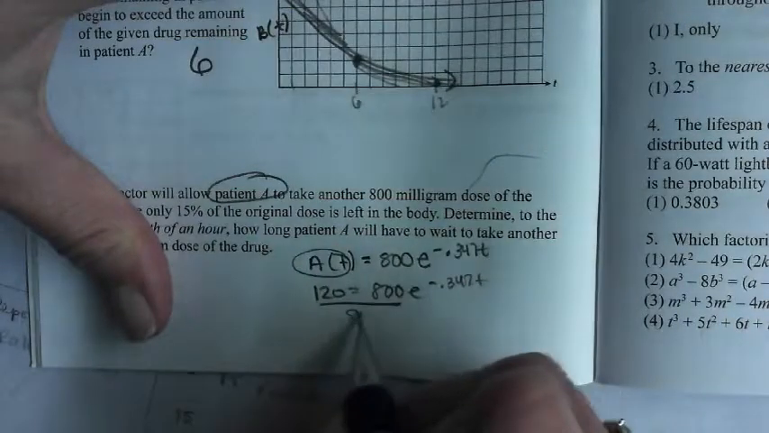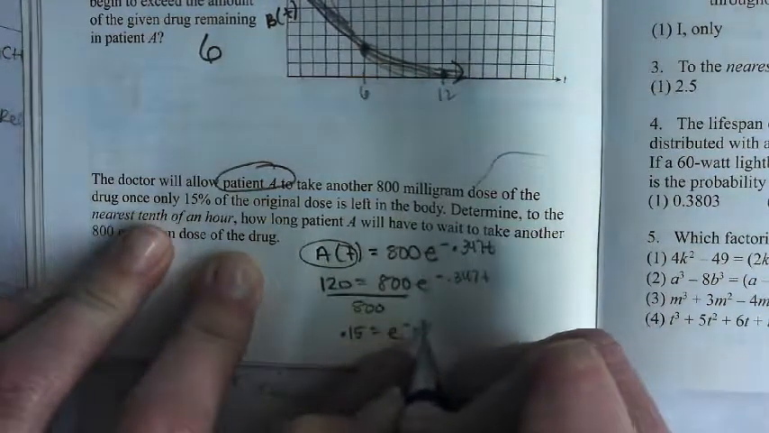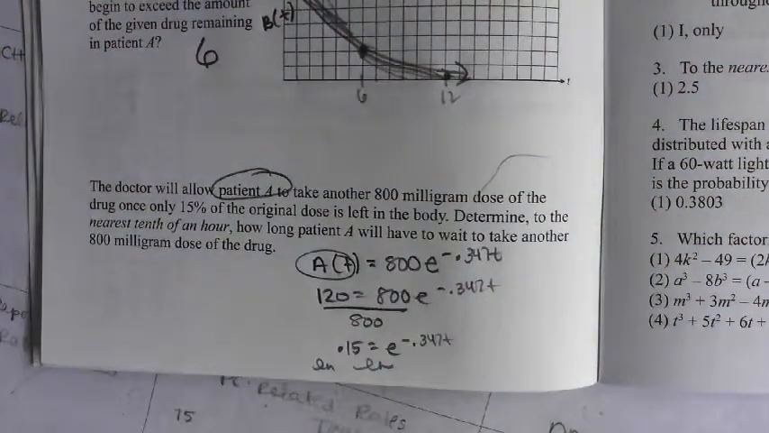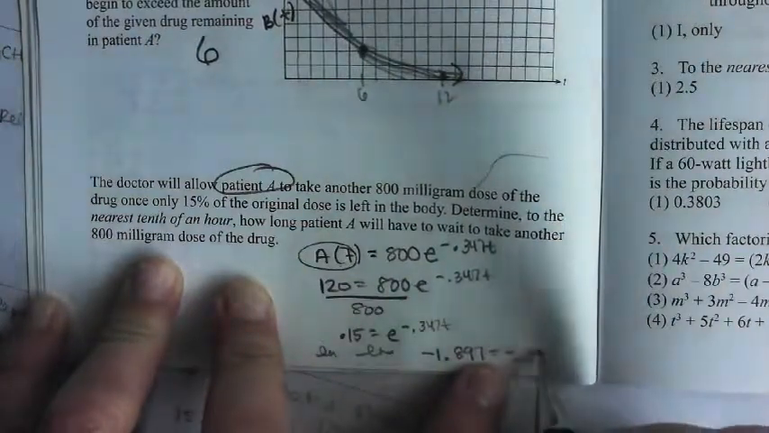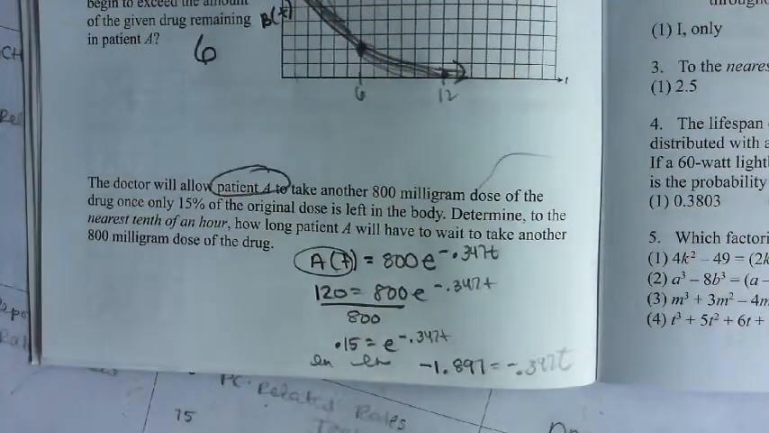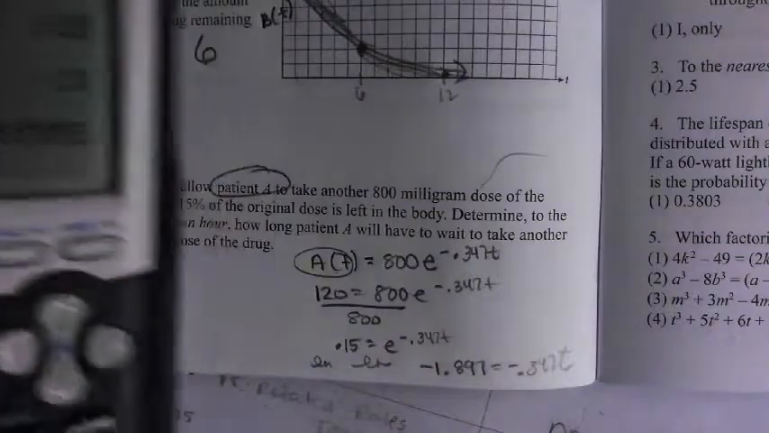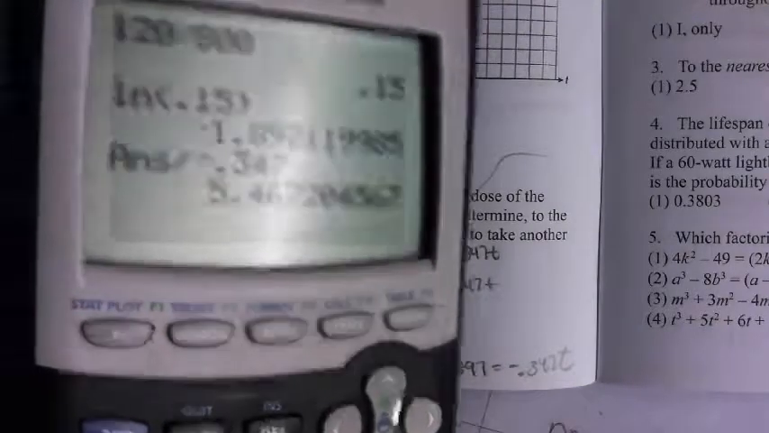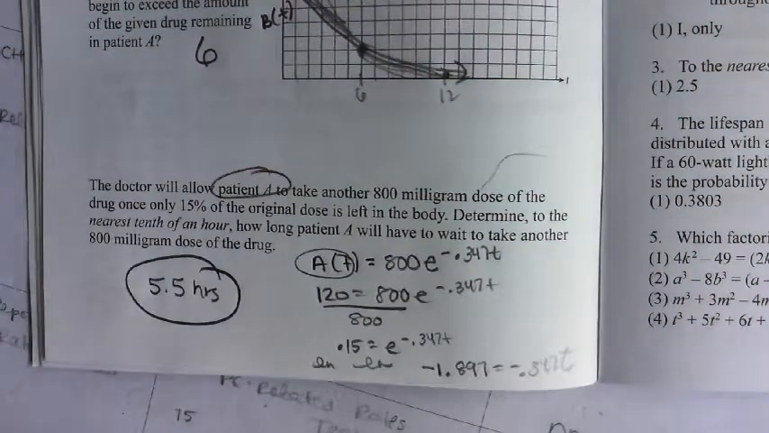So we divide by 800 first. We get 0.15 equals e to the negative 0.347t. Natural log both sides, and you get negative 1.897 equals negative 0.347t. And again, I rounded that negative 1.897 to write it down, but I'm going to keep that on my calculator and divide both sides by negative 0.347, and I get 5.4672, yada yada. They say round to the nearest tenth, so 5.5 hours. Any questions on that?